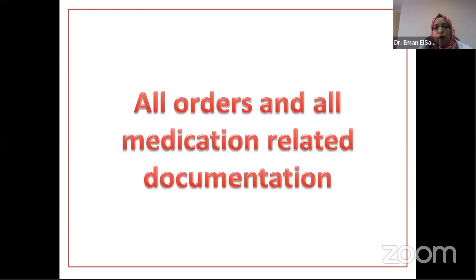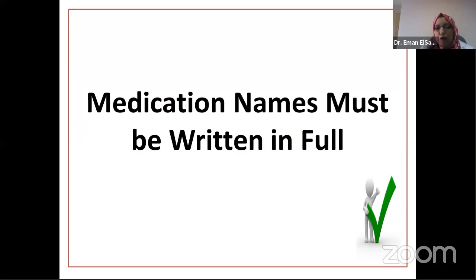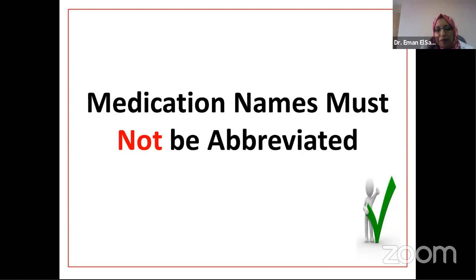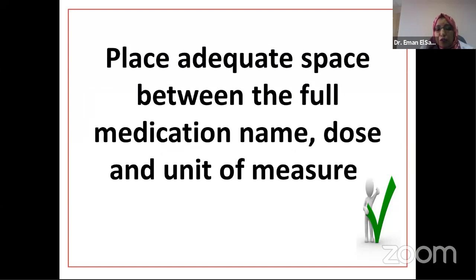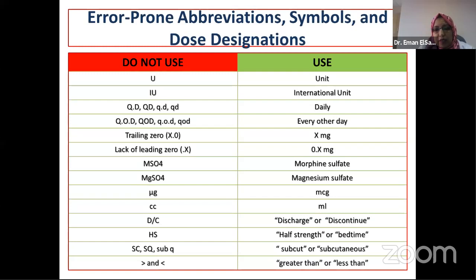So for all orders and all medication-related documentation, whether printed or handwritten, medication names must be written in full, must not be abbreviated. We should place an adequate space between the medication name, the dose, and unit of measure. So no mixing. This is a list from ISMP. It's usually considered the minimum list that should be available in each organization. In some organizations, they call it the do not use list.